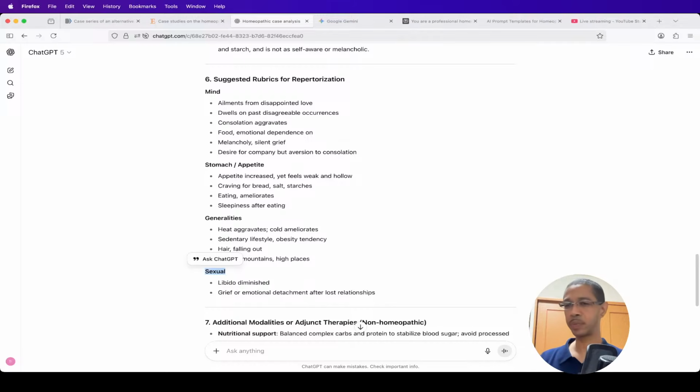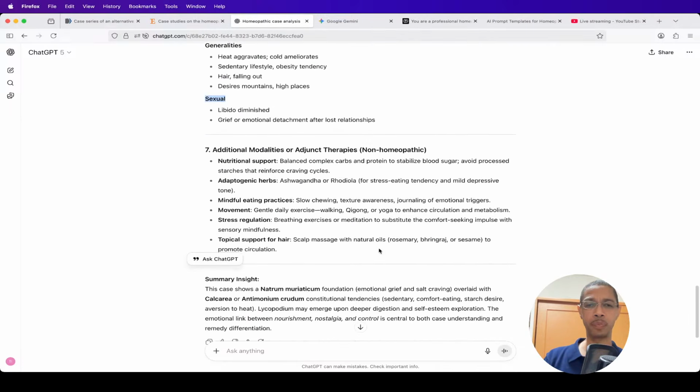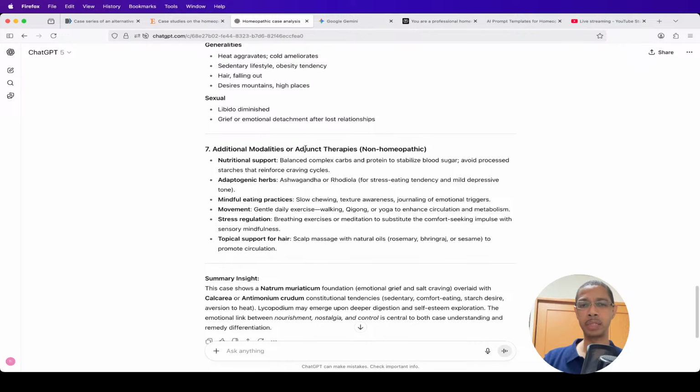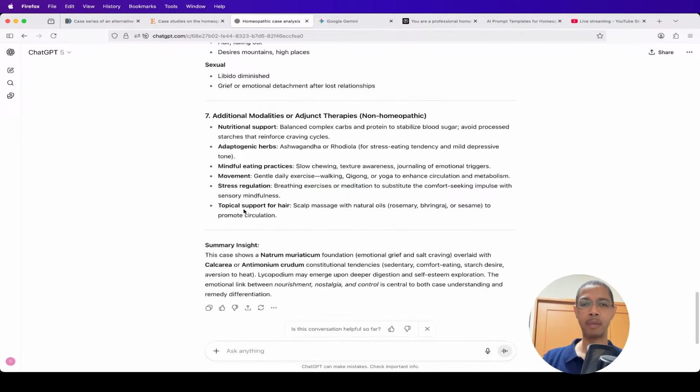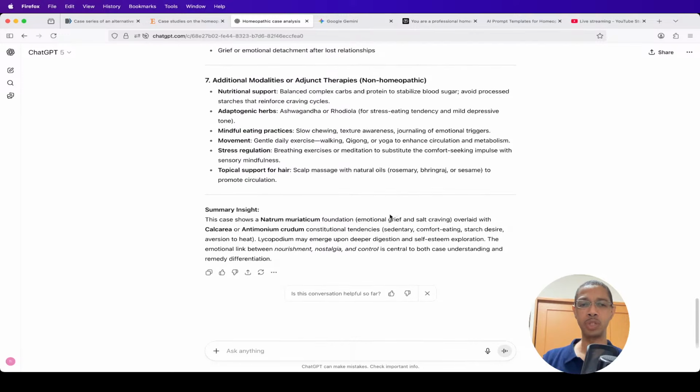And then additional modalities in this one as well that are non-homeopathic: nutritional support, adaptogenic herbs, ashwagandha, mindful eating practices, movement, qigong or yoga. Yes, we love the qigong in there. Stress regulation, breathing exercises, meditation, and then topical support for hair, scalp massages, natural oils. And this one gives a summary insight.